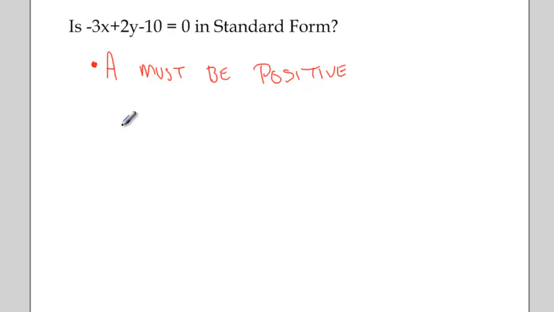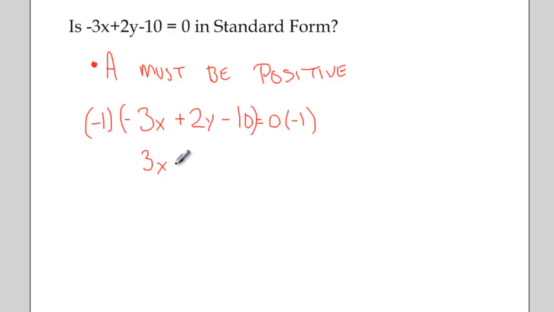So we can fix this equation, negative 3x plus 2y minus 10 equals 0, and turn it into a standard form equation of a line by multiplying the left-hand side and the right-hand side by negative 1. This has the effect of changing all the signs to their opposite. And now I have an equation in standard form.